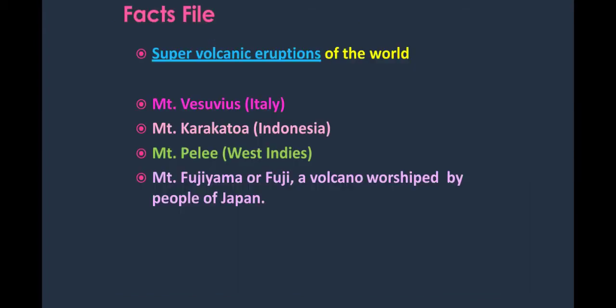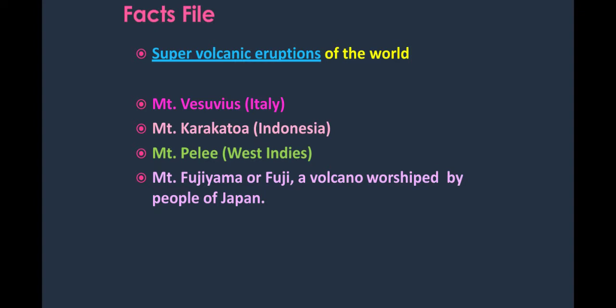Now some of the facts. The supervolcanic eruptions of the world include Mount Vesuvius in Italy, Mount Krakatoa in Indonesia, Mount Pelee in the West Indies, and Mount Fujiyama or Fuji, a volcano worshipped by the people of Japan. So they were supervolcanic eruptions of the world. They used to give a lot of eruptions. Now some of them are active, some are not.